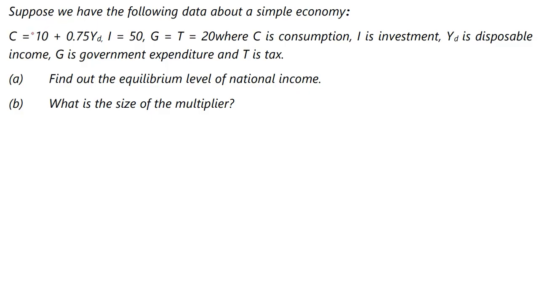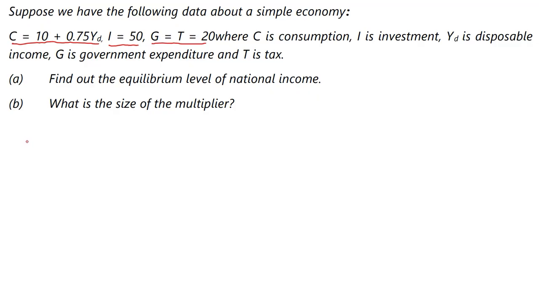Suppose we have the following data about a simple economy. C is equal to 10 plus 0.75 YD. I is equal to 50. G is equal to 20. And T is equal to 20. They've told us C is consumption, I is investment, YD is disposable income, G is government expenditure, and T is tax. Okay, so a couple of formulae you need to keep in mind.